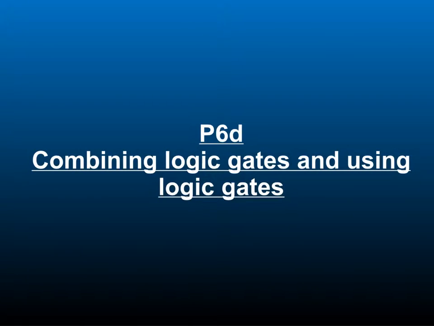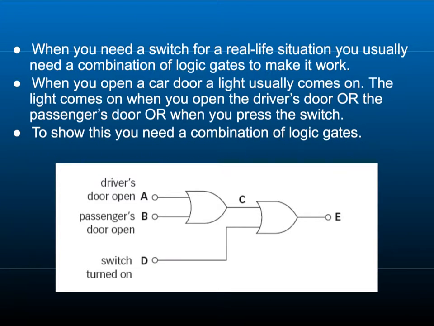This is a revision video for P6D, combining logic gates and using logic gates. When you need a switch for a real life situation, you usually need a combination of logic gates to make it work. One example is when you open a car door. The light usually comes on.